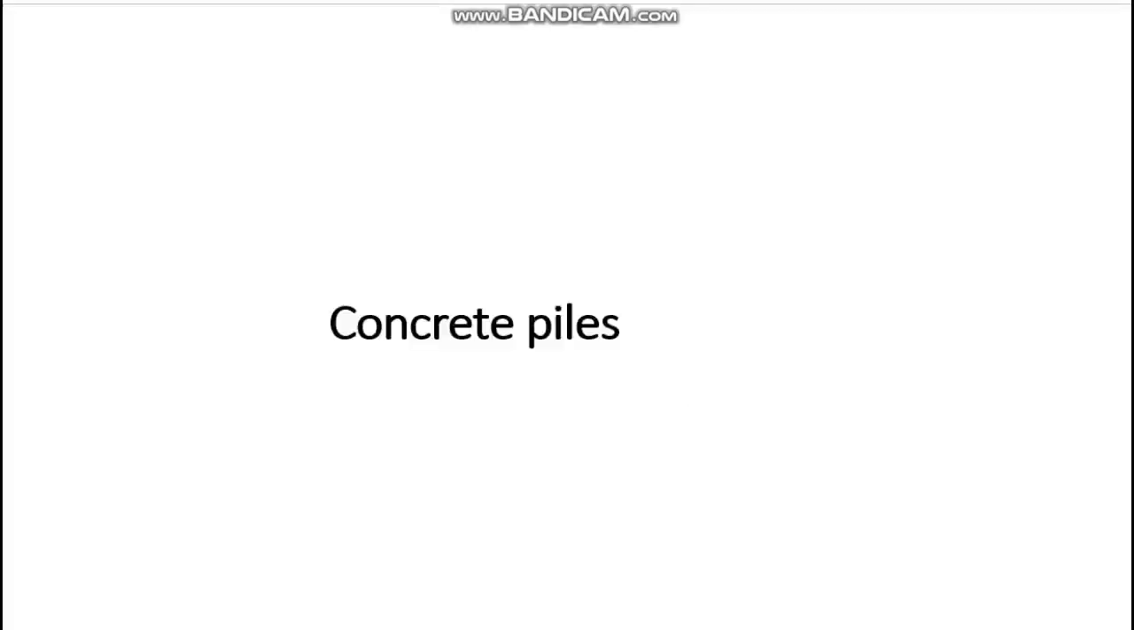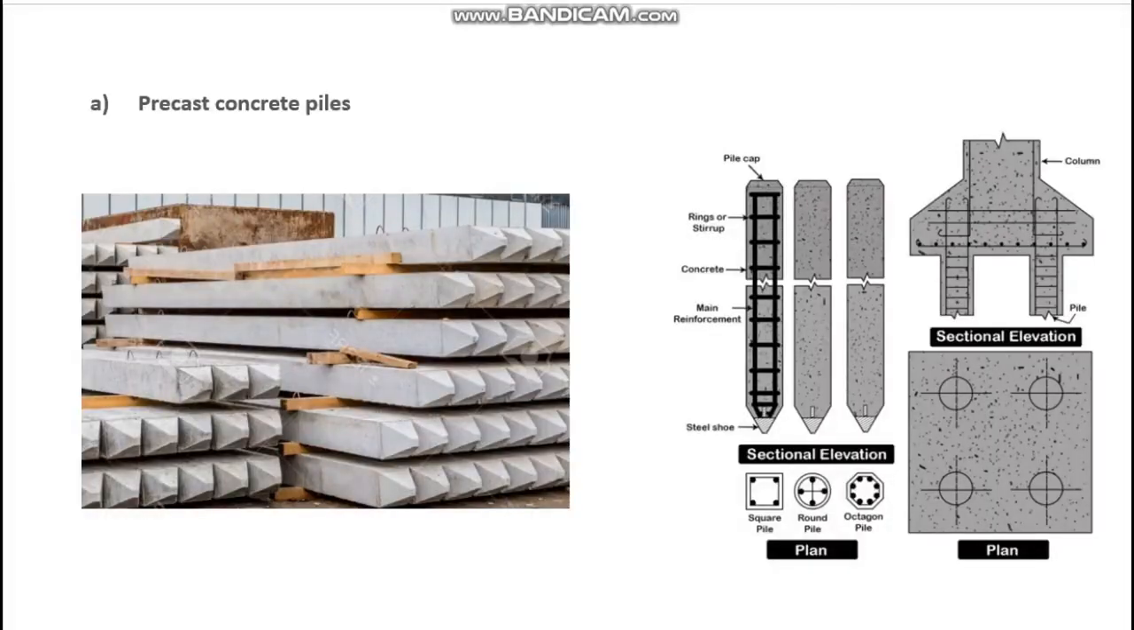In concrete piles, we again have two major classifications: precast concrete piles and cast on site concrete piles. In this diagram, the basic type of precast concrete pile is shown. These precast concrete piles are cast in the factory and brought to the site. They are of reinforced concrete material, and they can be molded in various shapes as shown in the diagram: square, round or circular, and octagonal piles.